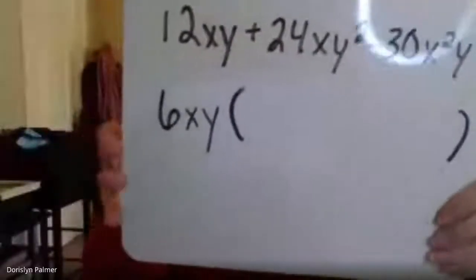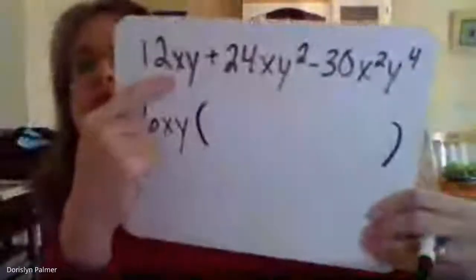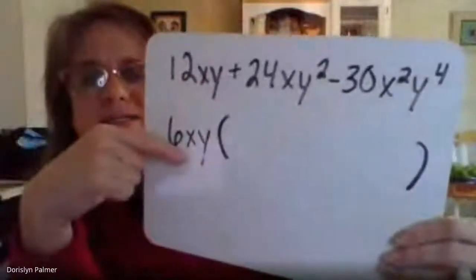Now, there's 2 ways to do what goes inside. You could say, what would I have to multiply 6xy by to get 12xy? Or you could do division, 12xy divided by 6xy. Okay? Either way, Matthew, what am I going to get inside? I said 2. Yeah. I like your 2. Then what? Keep going, Matthew. What's 24 divided by 6? Oh, I think you froze. Are you still with me, Matthew?